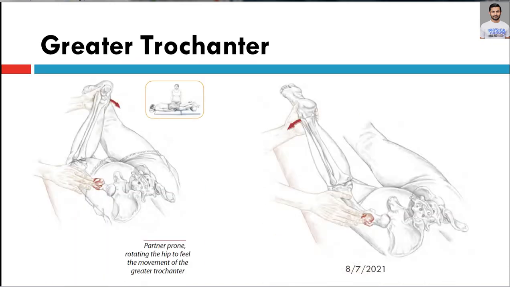The greater trochanter can be palpated by moving the thigh into internal and external rotation.